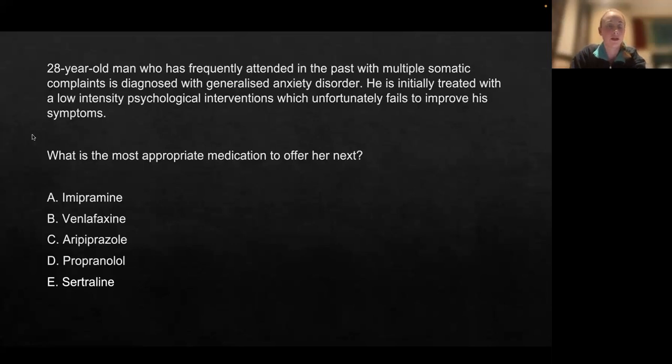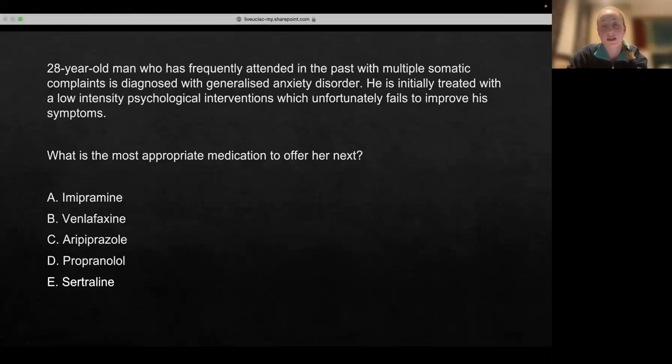Okay, next question in a similar vein. A 28-year-old man who's frequently attended in the past with multiple somatic complaints is diagnosed with generalized anxiety disorder. He's initially treated with low-intensity psychological interventions, which unfortunately fails to improve his symptoms. What is the most appropriate medication to offer him next?